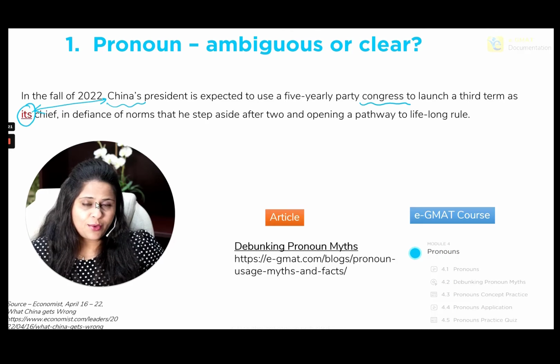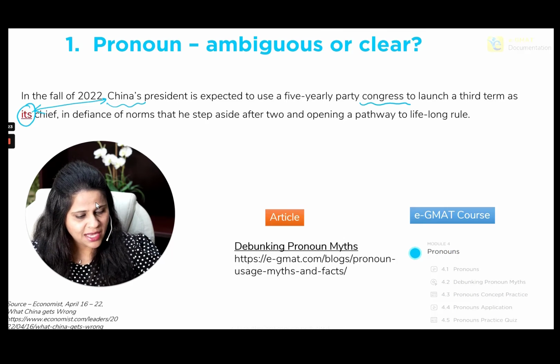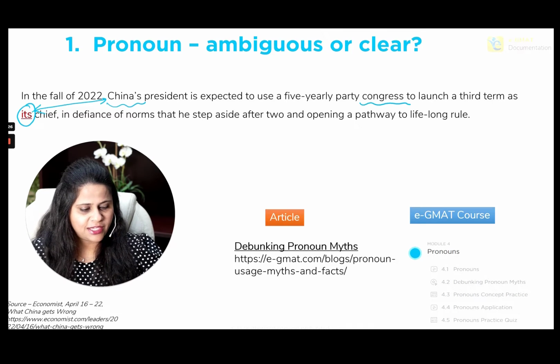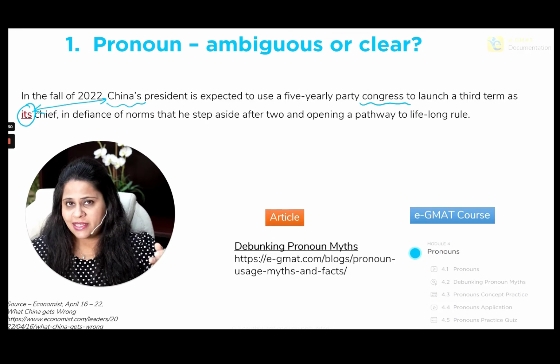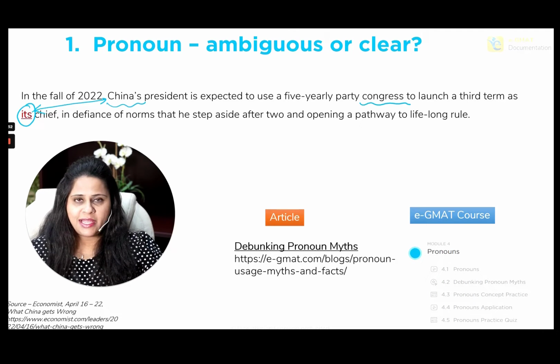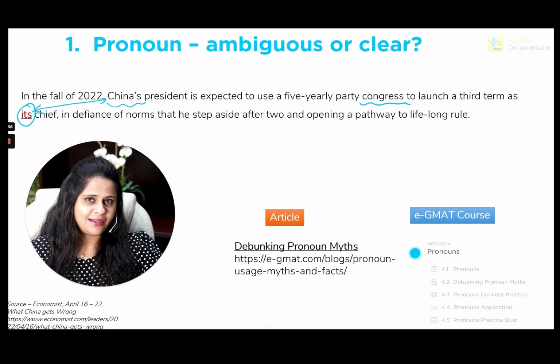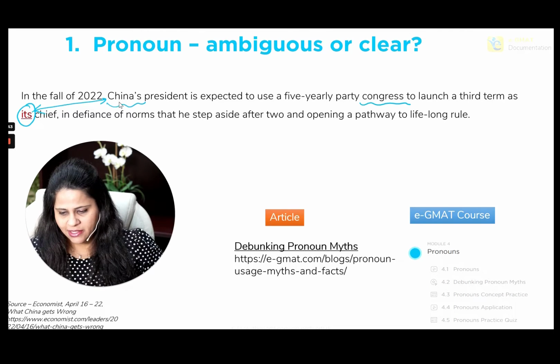Now, for those of you who want more information about pronouns, e-GMAT students, you know that you can go through the e-GMAT course, the complete module dedicated to pronouns. And if you're not e-GMAT students, definitely look at this article, "Debunking Pronoun Myths." Very interesting article that's going to address a lot of pronoun doubts that you may have.